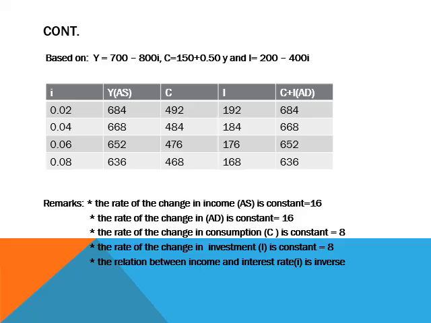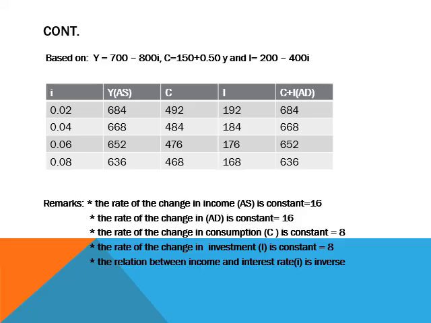So as we mentioned before, Y equals C plus I. 492 plus 192 equals 684, which is under the column of Y on the IS. So it is proved. Let's move to the second assumption.